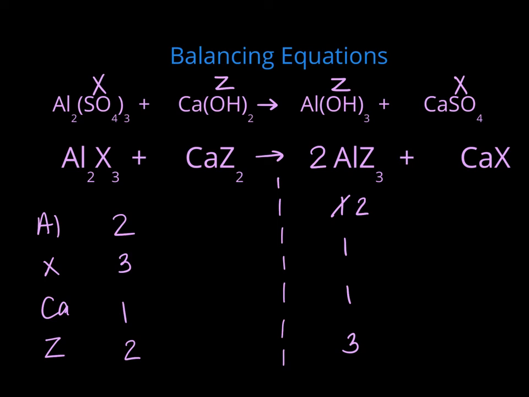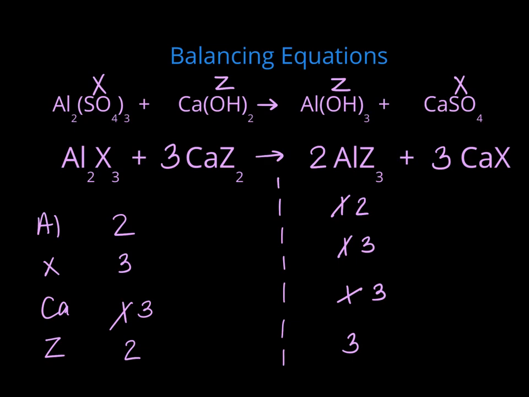For my X, I have 3 X's on my reactant side and 1 X on my product side. So I'm going to write a big 3 coefficient in front of my CaX to balance out my X's. Now I have 3 on my reactant side and 3 on my product side. Next up is my calciums, and I just have 1 calcium on my reactant side. But on my product side, since I added that coefficient, instead of having 1, I now have 3 calciums. So I actually need to go back and balance my calciums on my reactant side. So I'm going to add a big 3 in front of the calcium on my reactant side. So I now have 3 calciums on my reactant and product side.